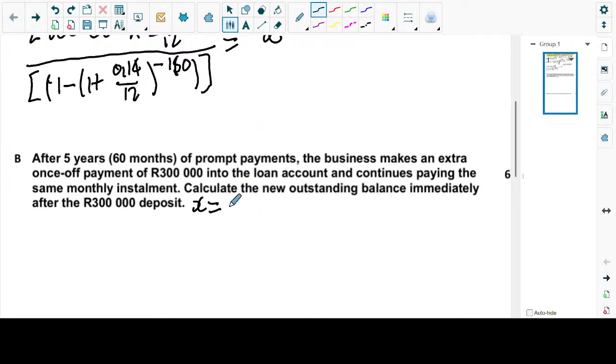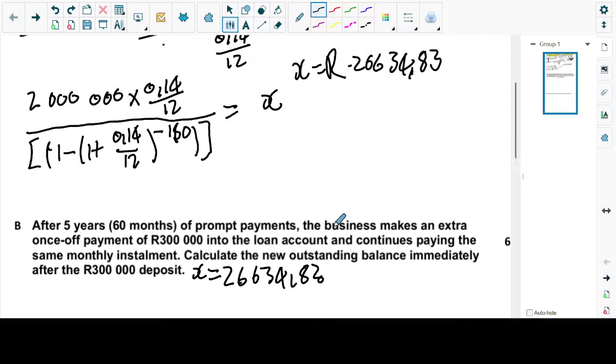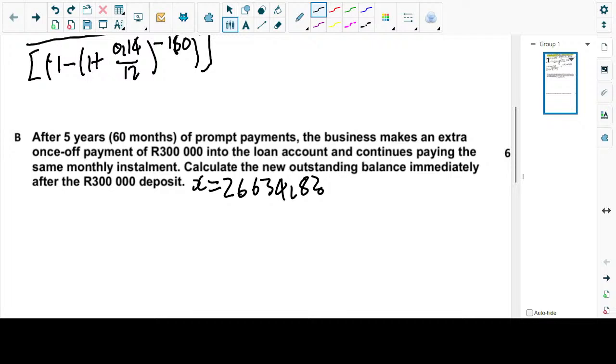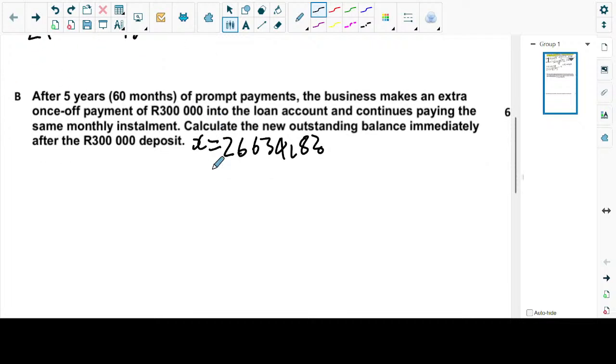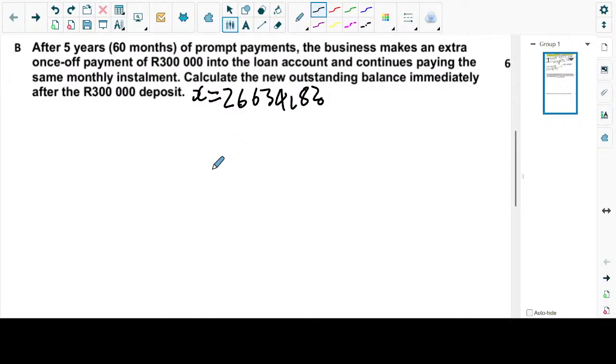Okay, so then remember our X is 26,634, 83. Now we need to collect some information to be on the safer side. They say we are going to pay N. Let's start with the things that we are sure of. So we know the monthly payments.